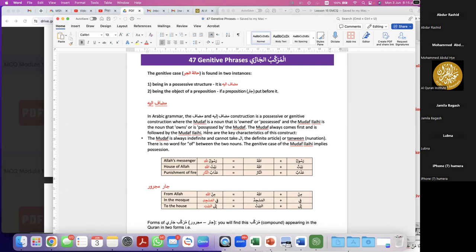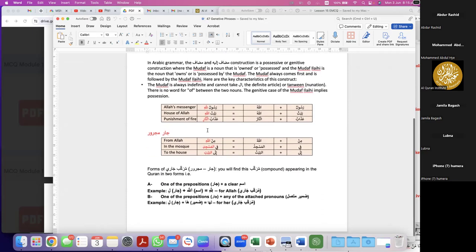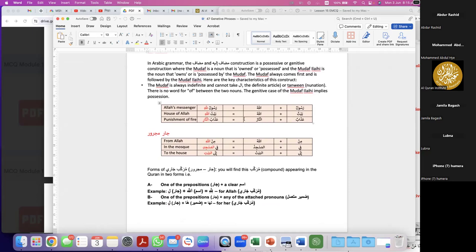So one, two. One is the possessive structure, mudaf mudaf ilayhi. The other one is jar majrur with harf jar, preposition. So the mudaf ilayhi example is very easy. That's all about this chapter, and we'll do the MCQ now as well. So Rasulun plus Allahu: Rasulullahi. This is mudaf ilayhi, correct? I don't have to repeat it.